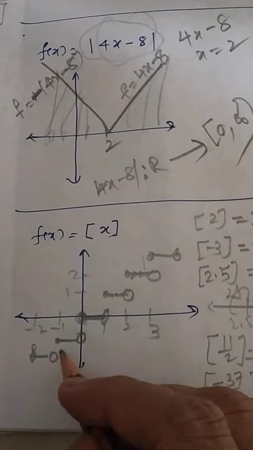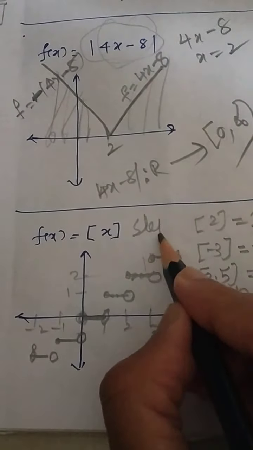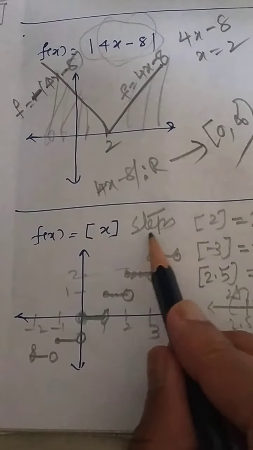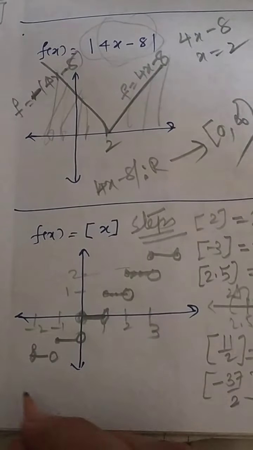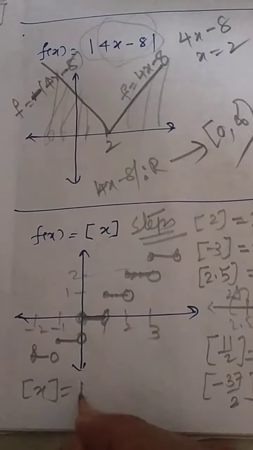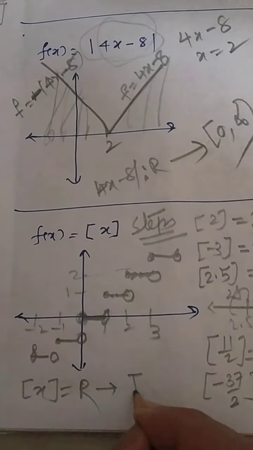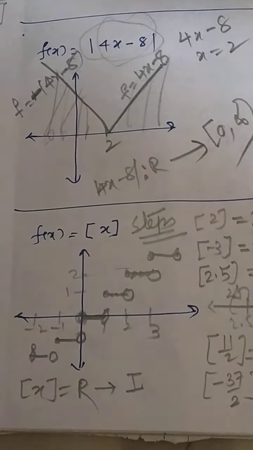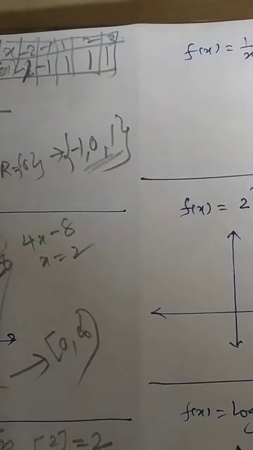So it looks like a step function. It looks like steps, therefore it is called a step function. The domain of this function is nothing but R, and the range is always integer.